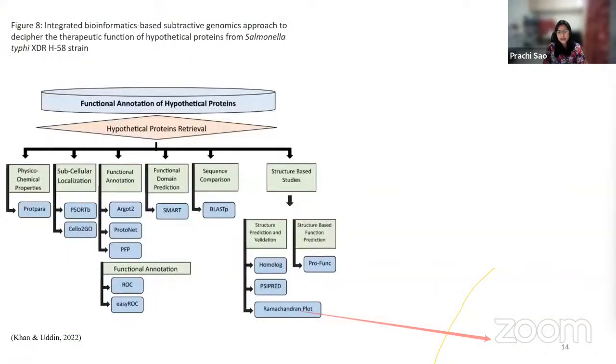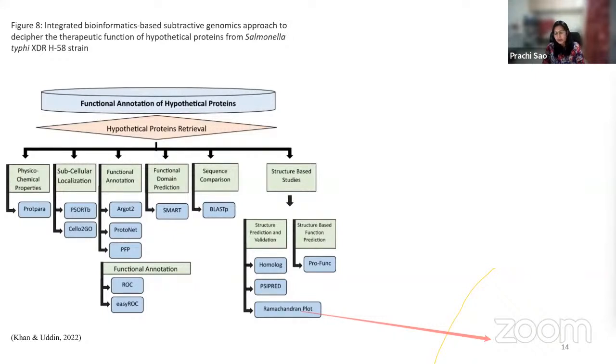So this is one study where they have done a subtractive genomic study to identify the hypothetical proteins. And now these hypothetical proteins can be used in various ways. You can do functional annotation. If the structure is not available, you can do homology modeling to develop a new or potential structure. You can do a lot of studies there also.